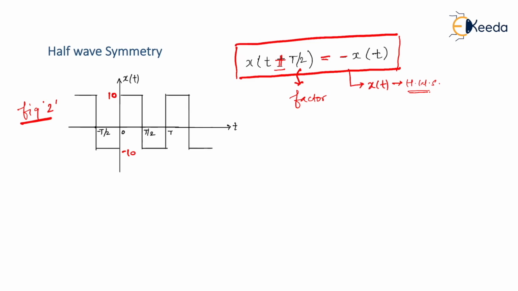And if it is half wave symmetric, then there are two conclusions we can make. First, DC value in such a signal is always equal to 0. And second, only odd harmonics are present in its Fourier series. Right? So let us check whether the given signal is a half wave symmetric signal or not.